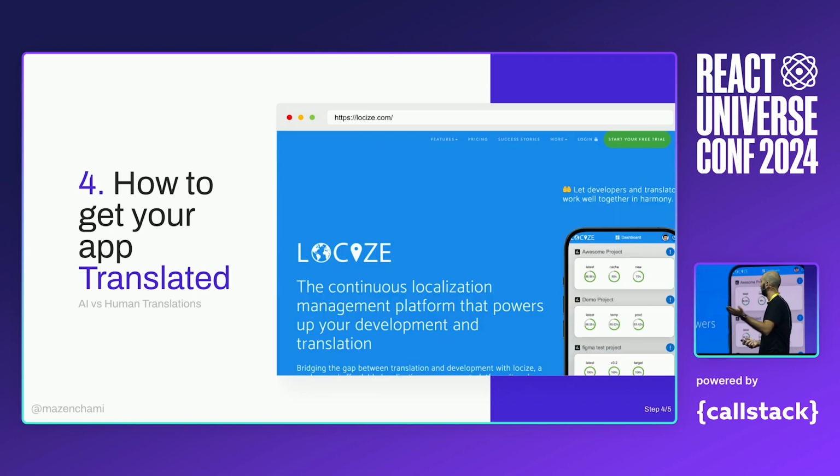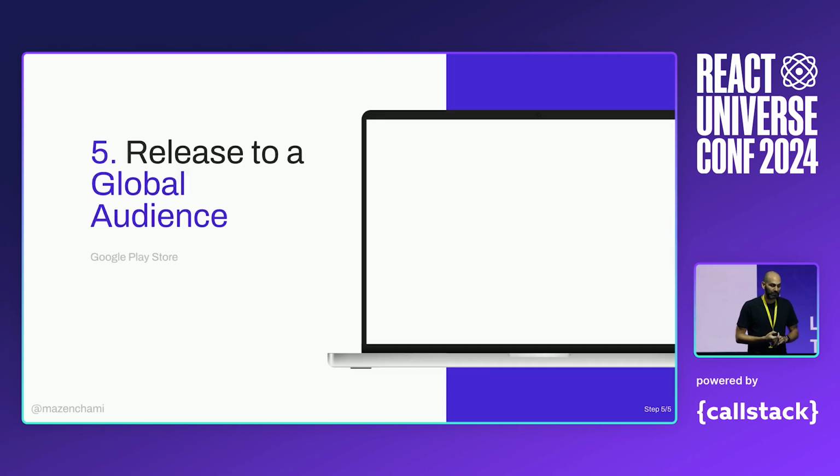But again, I want to mention Locais. Locais is also a CMS platform that helps you handle all this, from the maintainers of i18next and react-i18next. So this whole section could be a topic on its own. If you have any questions or thoughts around it, come find me after and we're going to talk about this later. So step 5, which is our last step, let's now release it to the stores.